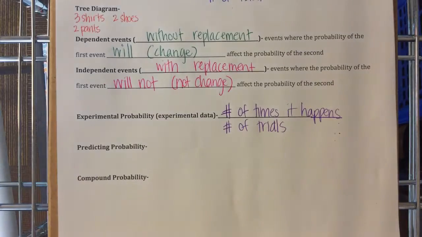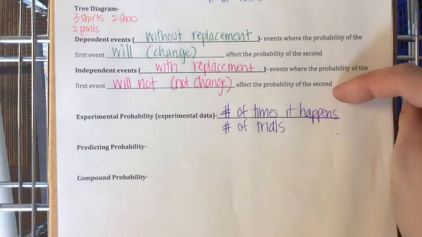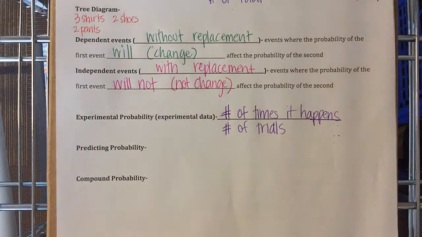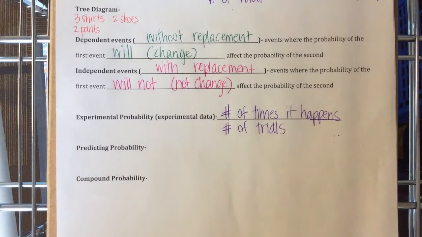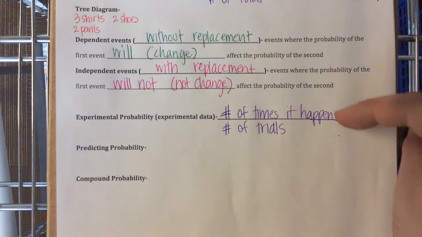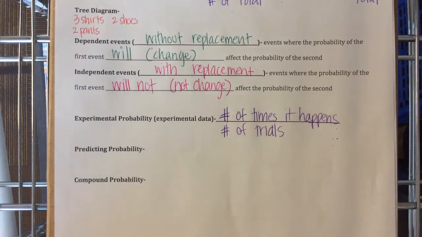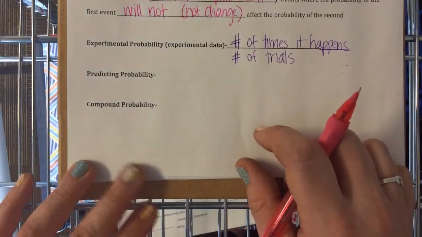If I flip a coin 10 times, does 10 go on top or 10 on bottom? Because that's my number of trials. If I flip a coin 10 times and 9 of them are heads, I'm going to have a probability of 9 over 10. Do you expect that to happen? No. It's a coin. Experimental probability does not always match the theoretical probability. Hence, predicting probability.